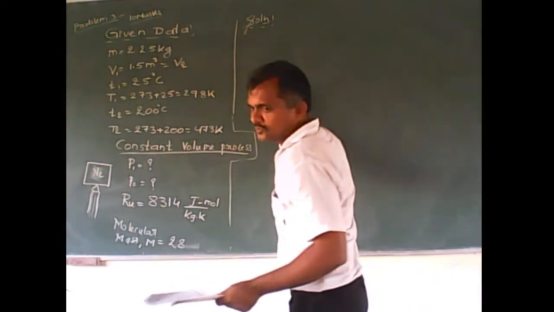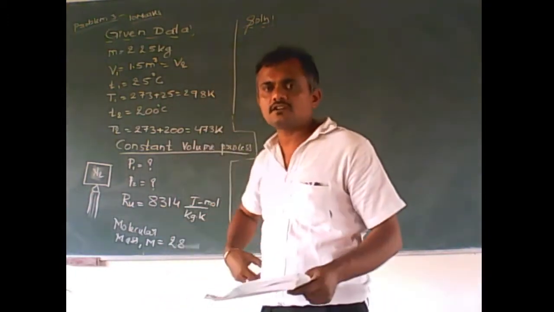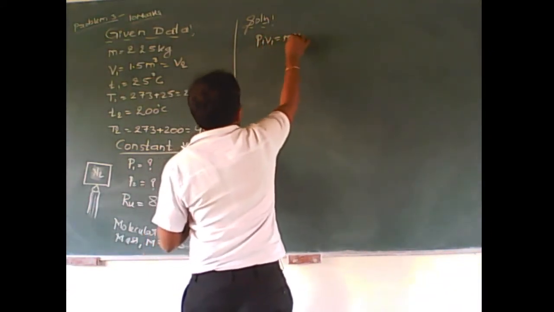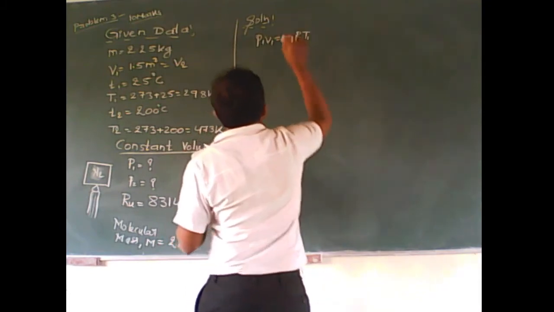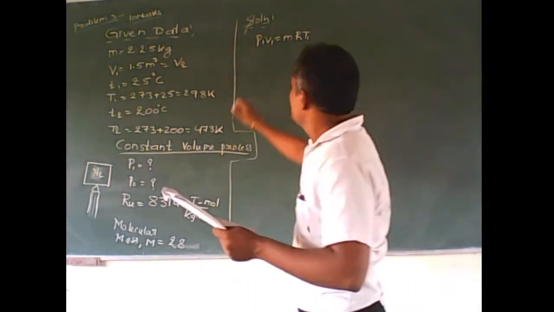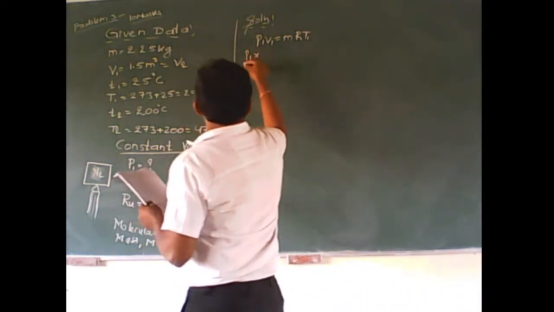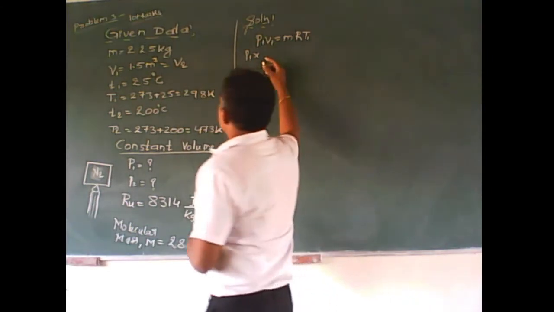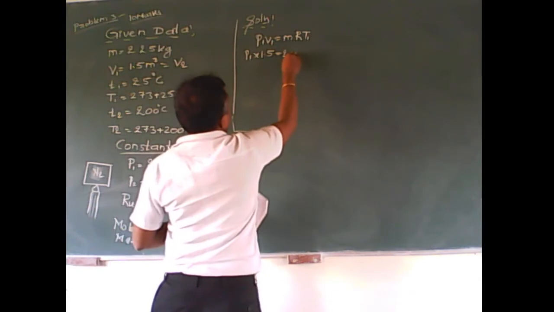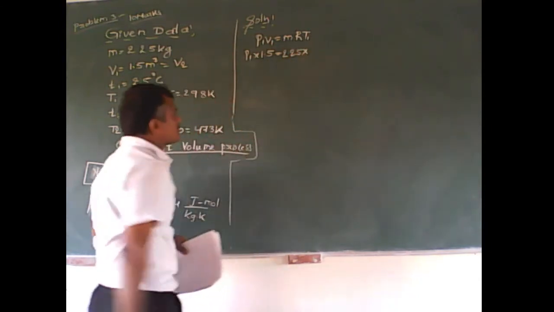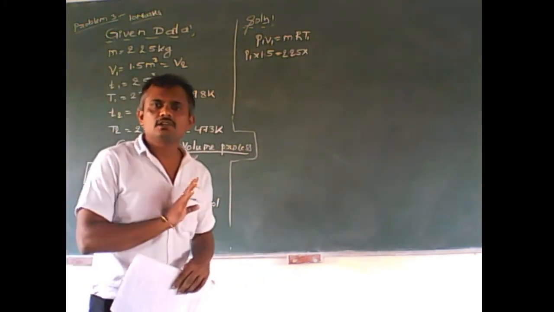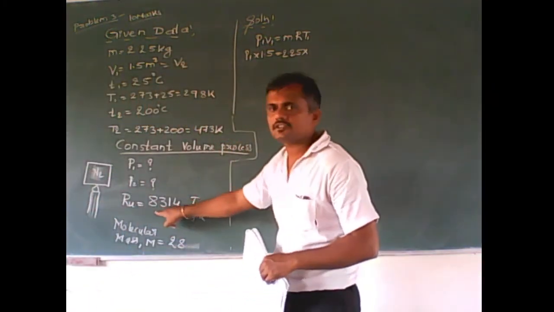Simply, I would like to go with the normal characteristic gas equation, which you know, that is P1 V1 is equal to m R T1. We have to calculate P1, and V1 is known to you. The value of V1 is 1.5. Mass is given, it is 2.25 kg, into R. Do you know the value of R here? R value is not given.